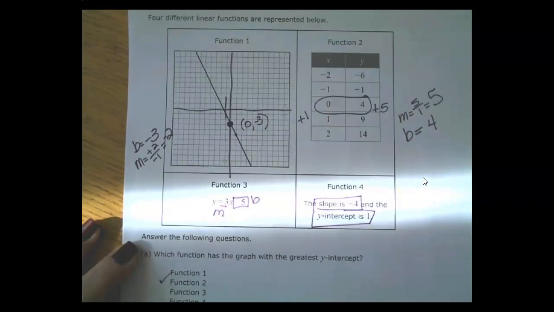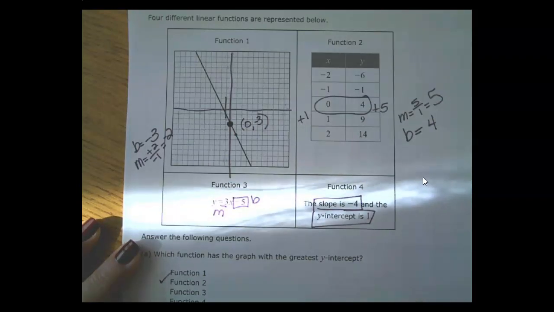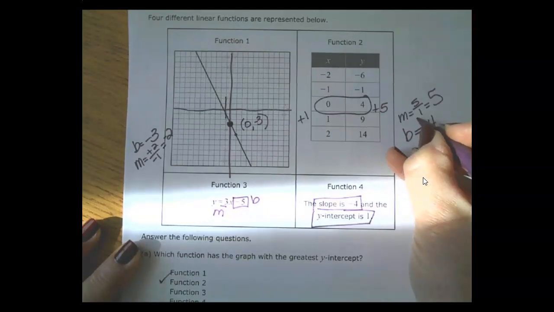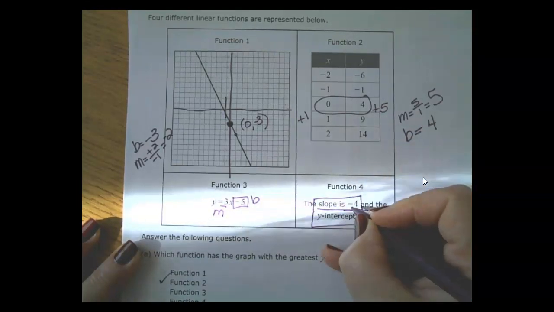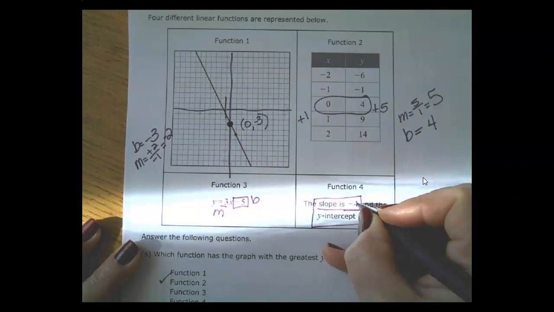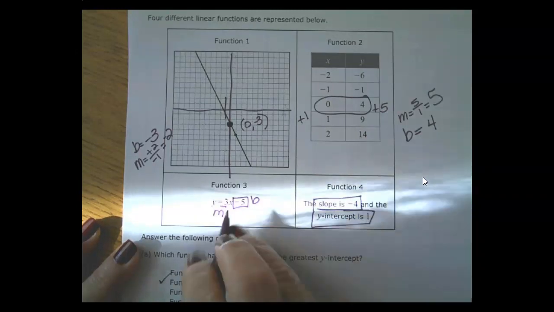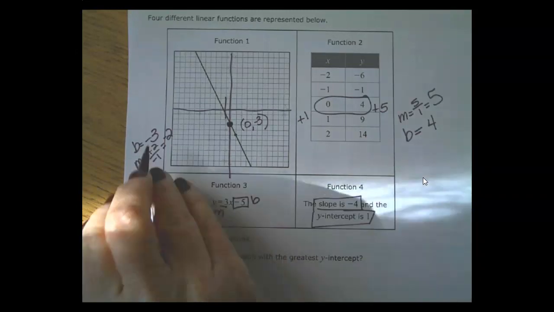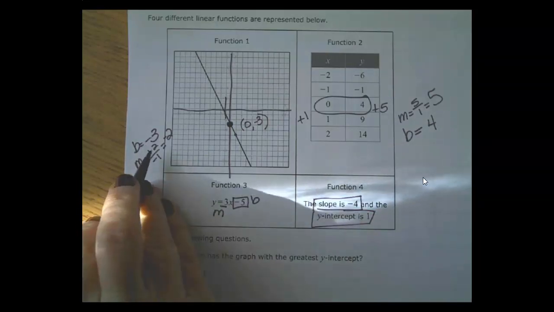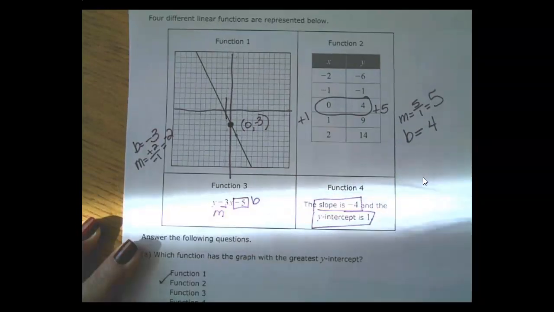Which function's graph is the least steep? Least steep has to do with your slope. Which slope is the smallest? This slope is 5, that's pretty high. This slope is -4, still steep as far as going negative. This one is 3, and this one is -2. So which one is least steep? It should be the one with the 2. So that's function 1.